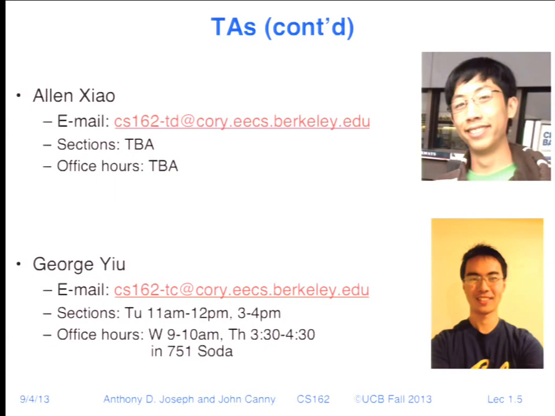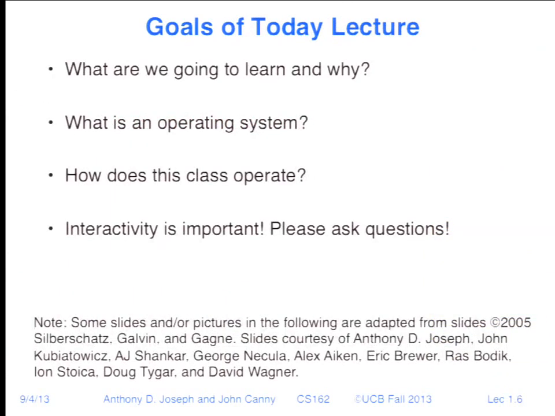So what are we going to talk about today? First, we're going to talk about what we're going to learn in this class and why it's important. So lots of motivating examples of why operating systems and systems is something that you ought to study. We're going to talk about what is an operating system. And this is rather contentious. It's been decided in part through court decisions and other political processes. We're going to talk about some of the different ways of defining an operating system.